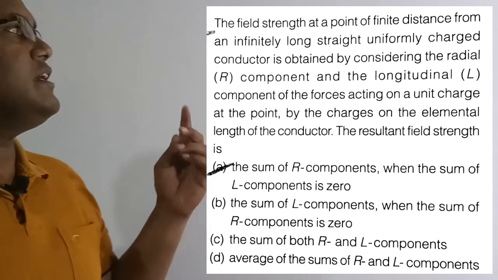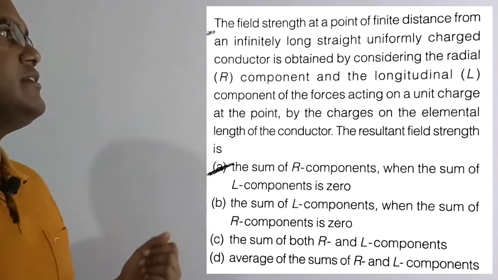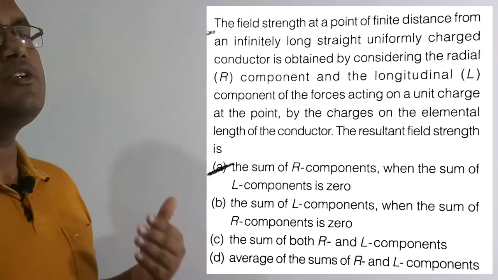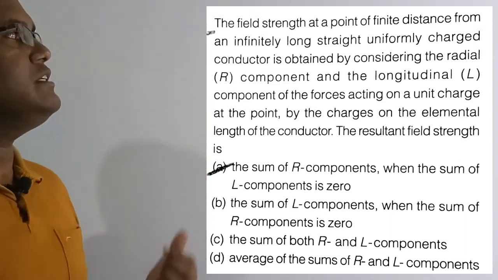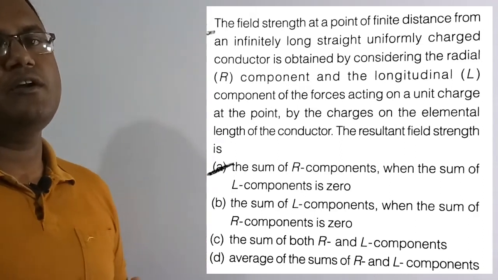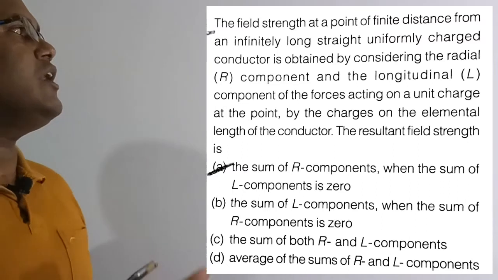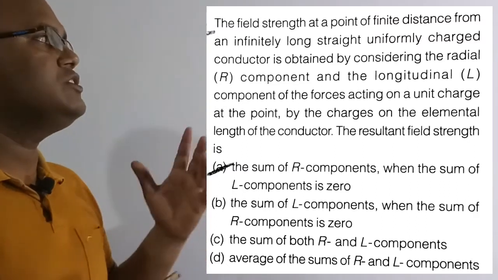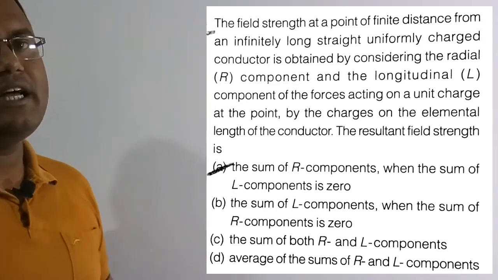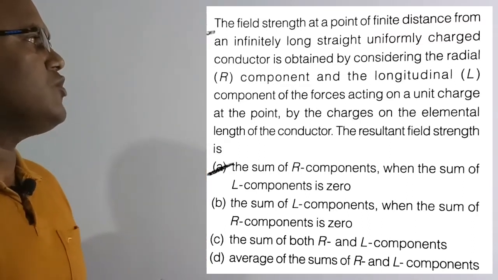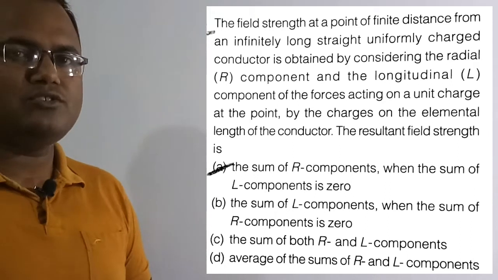So basically here they have given an infinitely long straight wire, and we have to find, at any point, the net amount of electric field because of this long straight wire. We need to figure it out based on the two components, which are the radial component and the longitudinal component. So based on these two components, we have to figure out the net amount of electric field at any point in space.